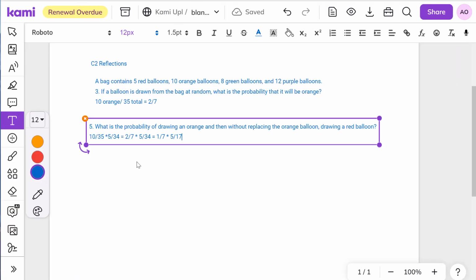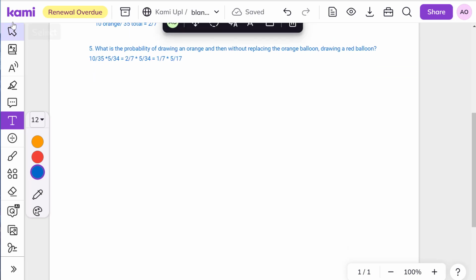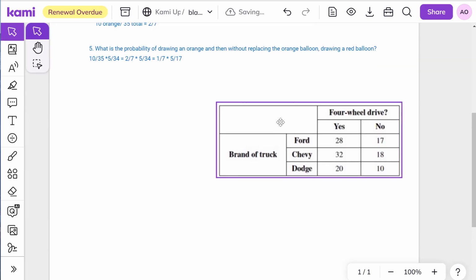All right, I'm going to put it over here. We still got room. Yep, plenty of room. So we're going to use that.